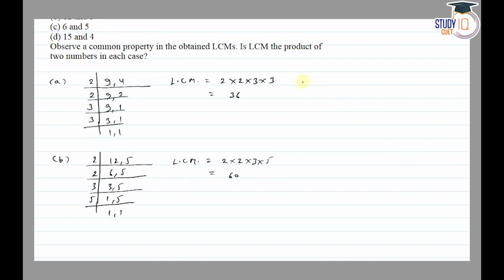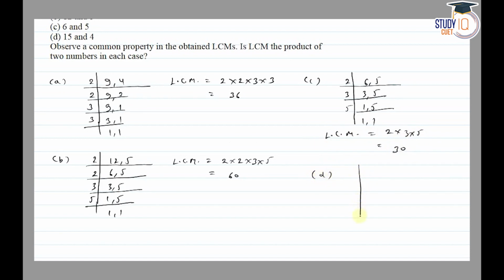Then C, 6 and 5. 2 3 5, 3 1 5, and 5 1 1. So LCM हो जाएगा हमारे पास LCM is equal to 2 into 3 into 5. So हो जाएगा हमारे पास 5 3s are 15, 2s are 30.